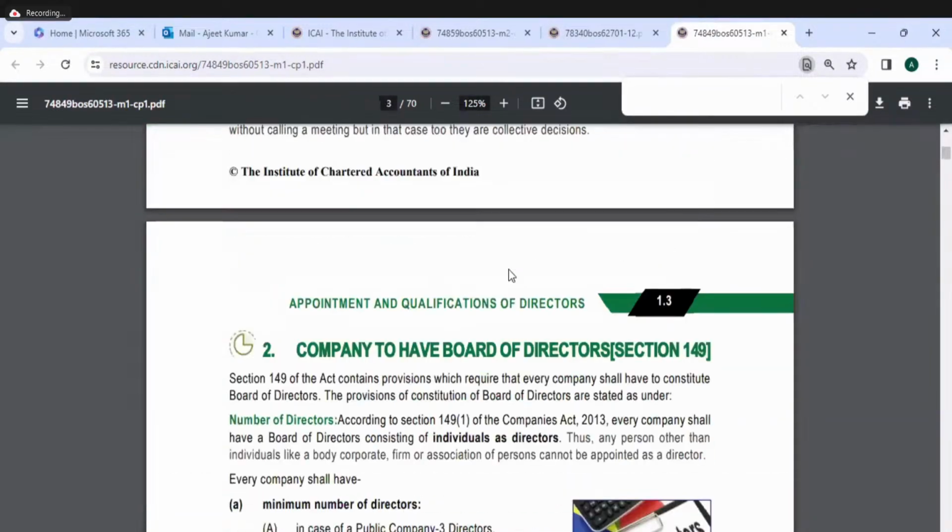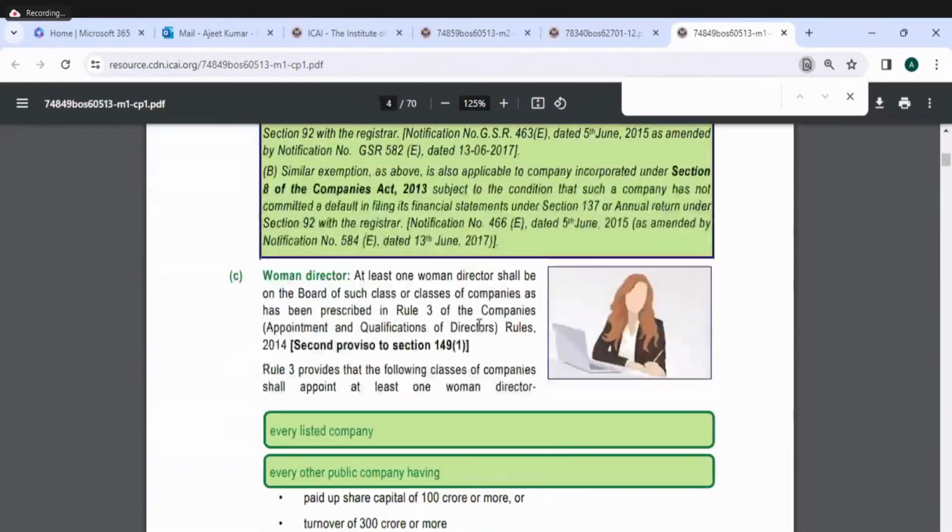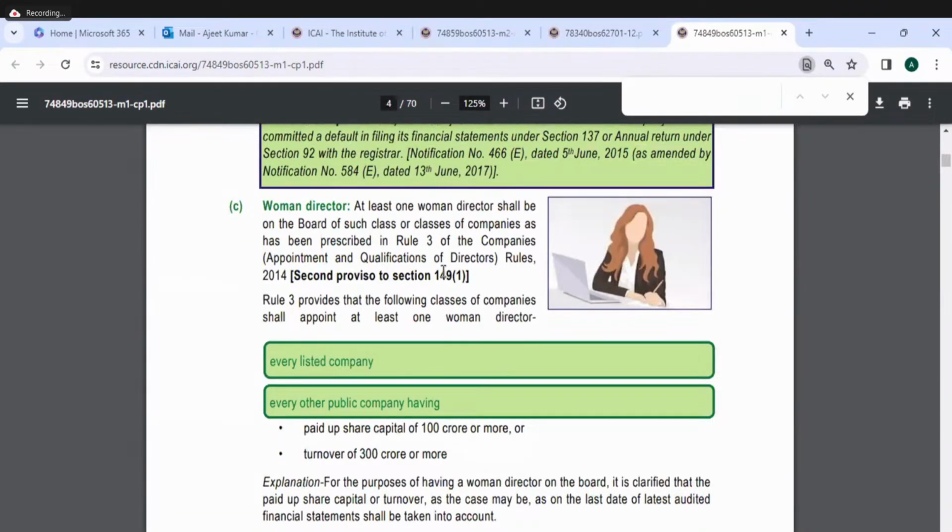My system is not behaving properly. I'm sorry. I have to scroll through the pages.